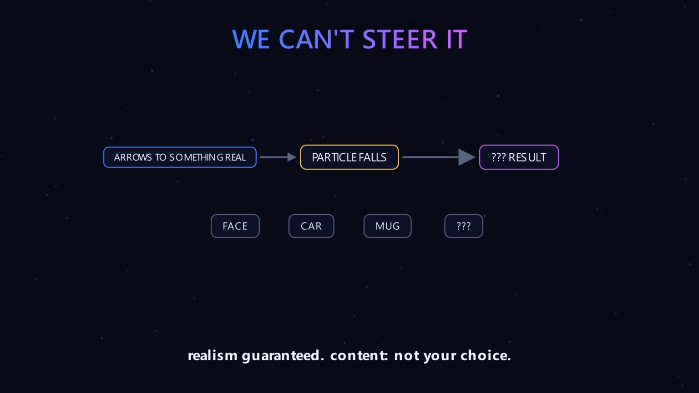That's fine for a physics demo. It is completely useless for a product where a user types a cat on a skateboard and expects, reliably, a cat on a skateboard, not a coffee mug, not a mountain, not a car. Somehow, 4 words of English need to reach into this purely geometric system and change where the particle falls.